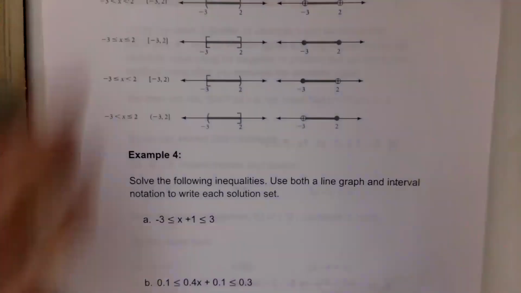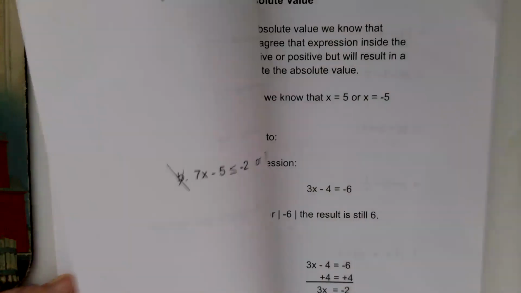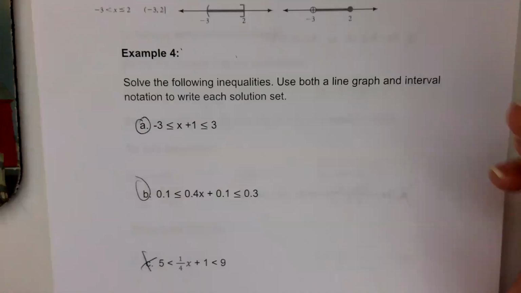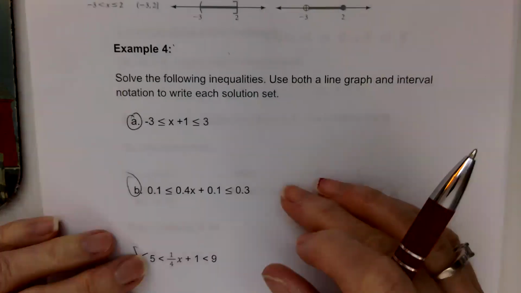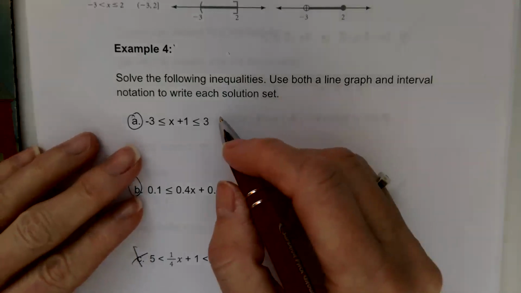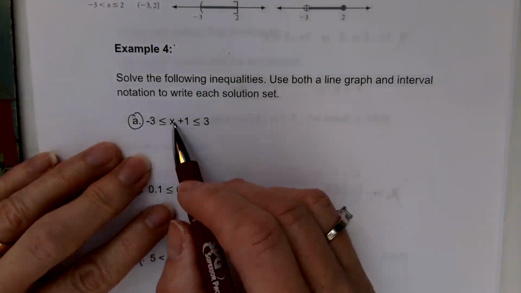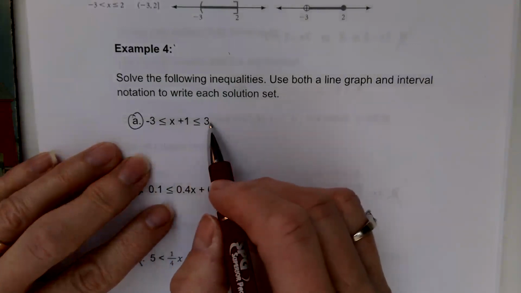Let's look at example 4. I'm going to do example 4, A and B. So it says, solve the following inequalities. Use both a line graph and interval notation to write each solution set. Okay, so -3 is less than or equal to x plus 1 is less than or equal to 3.